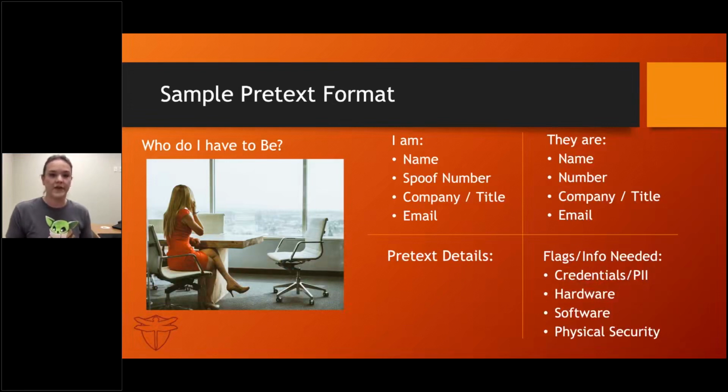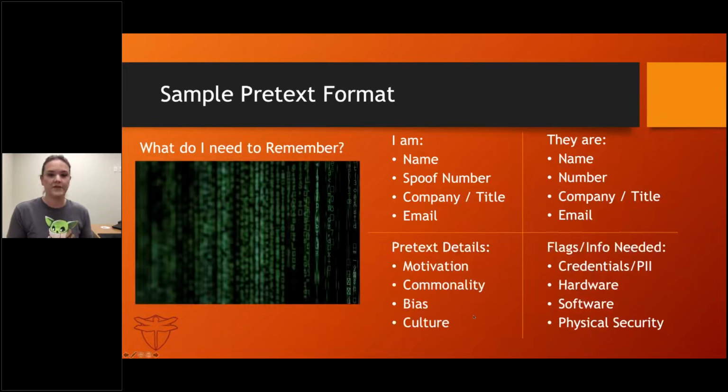And then finally, I put in my motivation, anything that we have in common, what are my biases, what culture am I trying to mirror, anything that's going to be relevant to building the veil of this character and keeping my target in this scene with me, because we're kind of talking about this like an actor in a scene.